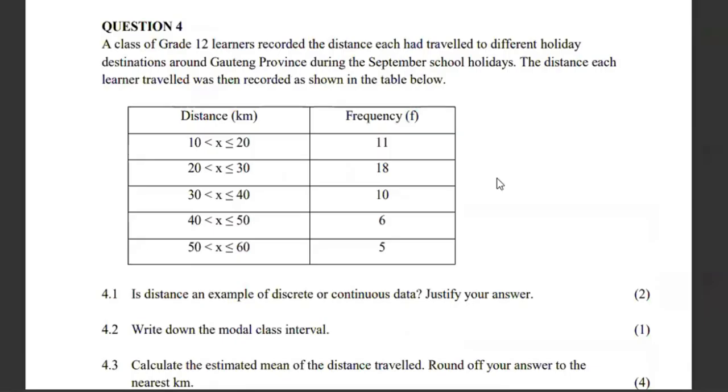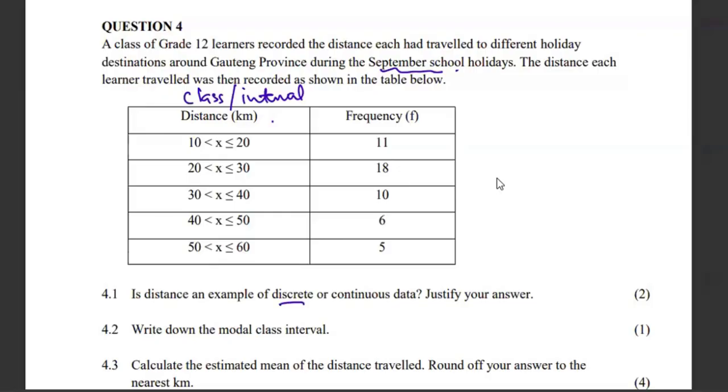A group or a class of grade 12 learners recorded a distance they each traveled to the different destinations around the province during the forthcoming September holidays. Distance was recorded. Okay, so we have the intervals. So this is a class, or basically an interval, which is distance. We have the frequency, which represents the number of learners in each category.